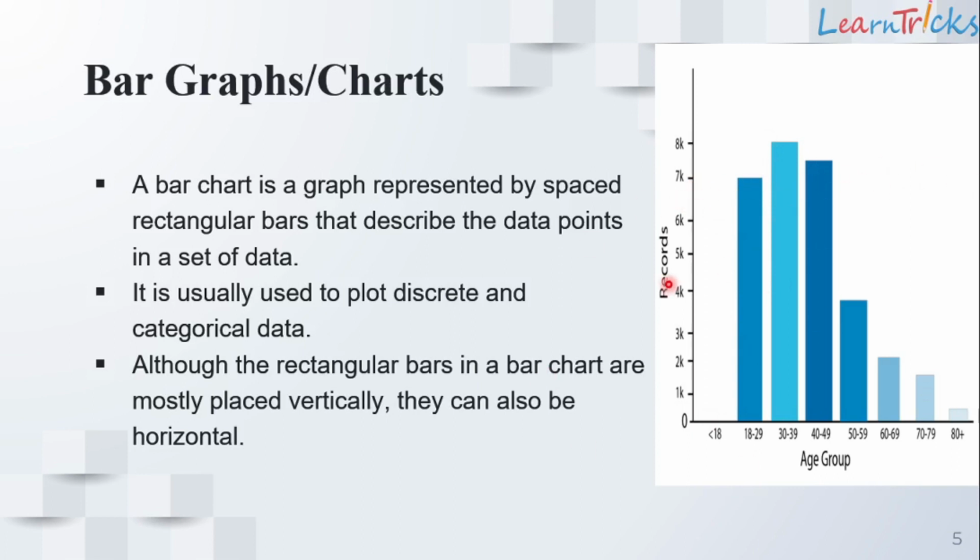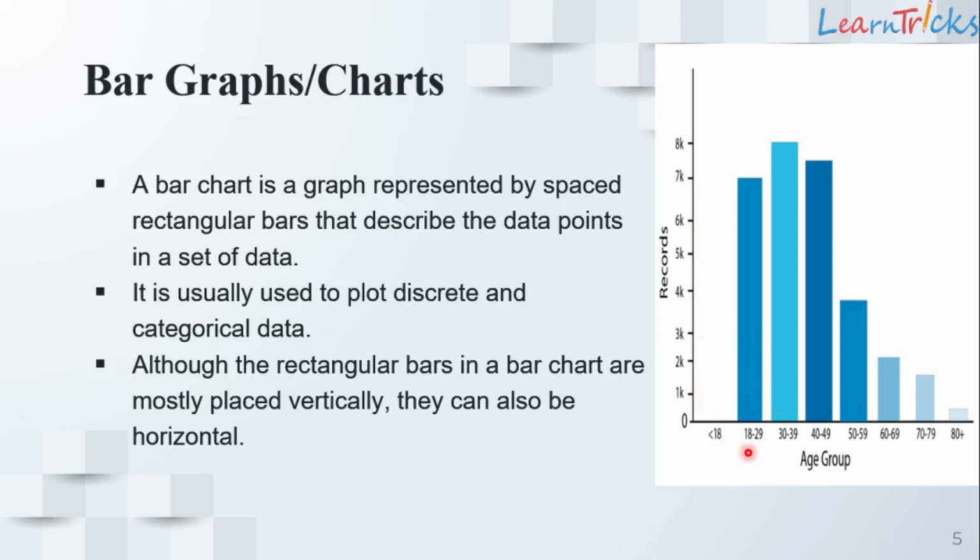As the name suggests, it uses different bars, and as mentioned here, it can plot discrete as well as categorical data. While we are using discrete data, we can make different groups of the data and plot them using the bars. And the group, just as shown in this figure, their first reading is less than 18, meaning all the values which are less than 18 will be in this place.